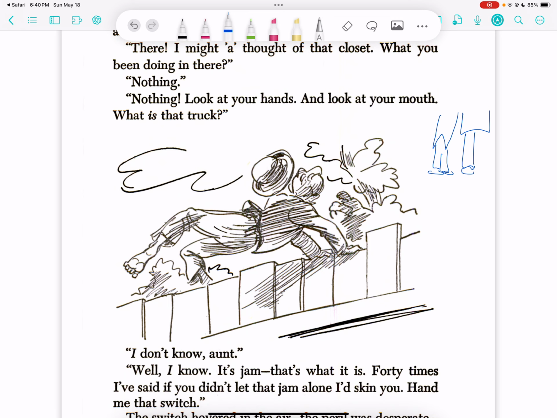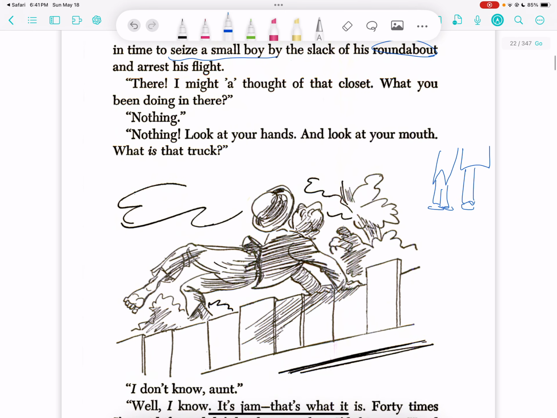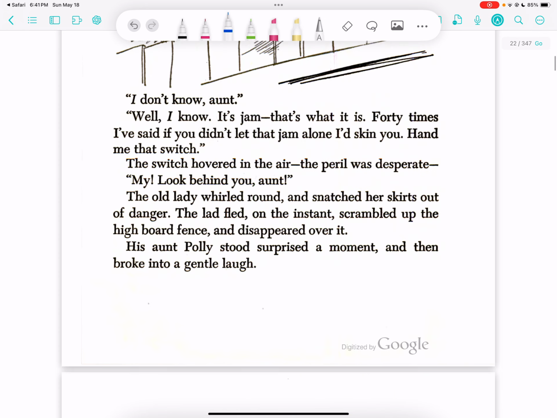Okay, so she caught him by the roundabout, and she's like, "There, I might have thought of that closet." She found him in that closet. "What are you doing there?" "Nothing." And then Tom's denying it. Seems very much like a mischievous boy. "Look at your hands and look at your mouth." He must have dirt all over it, or something that this lady does not like. "What is that truck?" He has a truck too. "I don't know, aunt." So we find the relation. The old lady is his aunt.